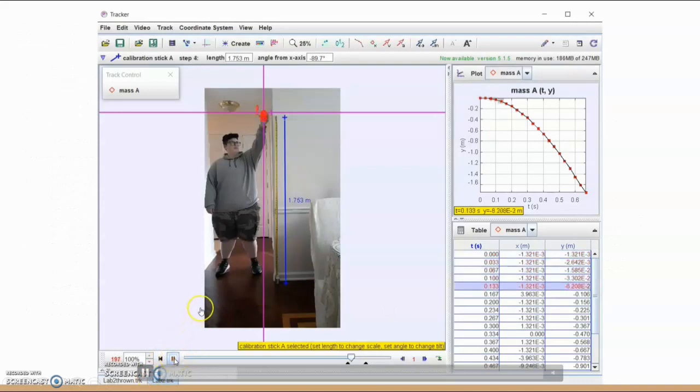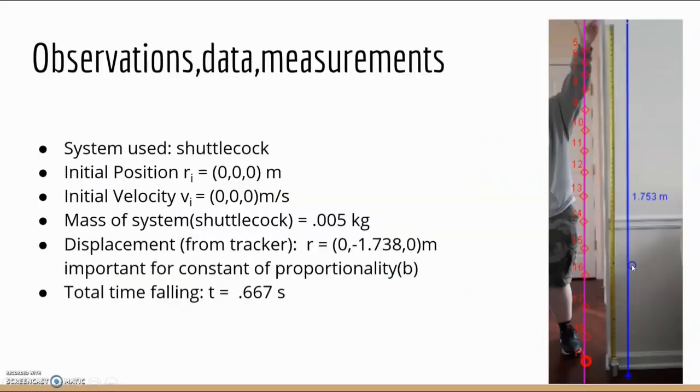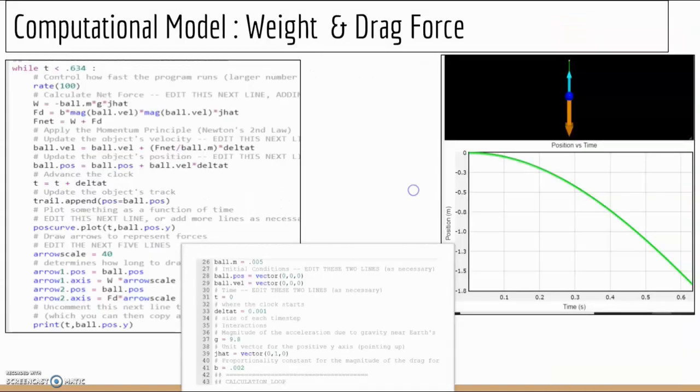For my experimental data, I dropped a shuttlecock from rest. The video starts before I drop it to account for zero initial velocity as well as zero initial position. The mass of my system is 0.005 kilograms. The displacement for my tracker data in the y direction is negative 1.738 meters, which is important for calculating the constant of proportionality B for drag force. The total time of the shuttlecock falling is 0.667 seconds.